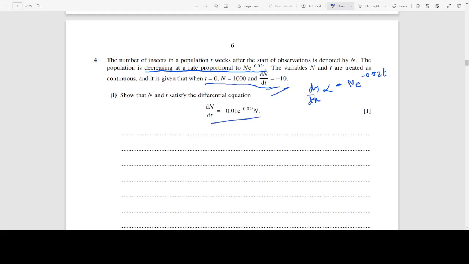Since it's proportional, there has to be a constant. So dy/dx, oh, I'm so sorry, it's actually going to be dn/dt, because it's the change of n with respect to time t. Sorry guys, my bad. So we have dn/dt equal to negative k, instead of proportional we can just take a constant, equal to negative k e raised to minus 0.02t times n.